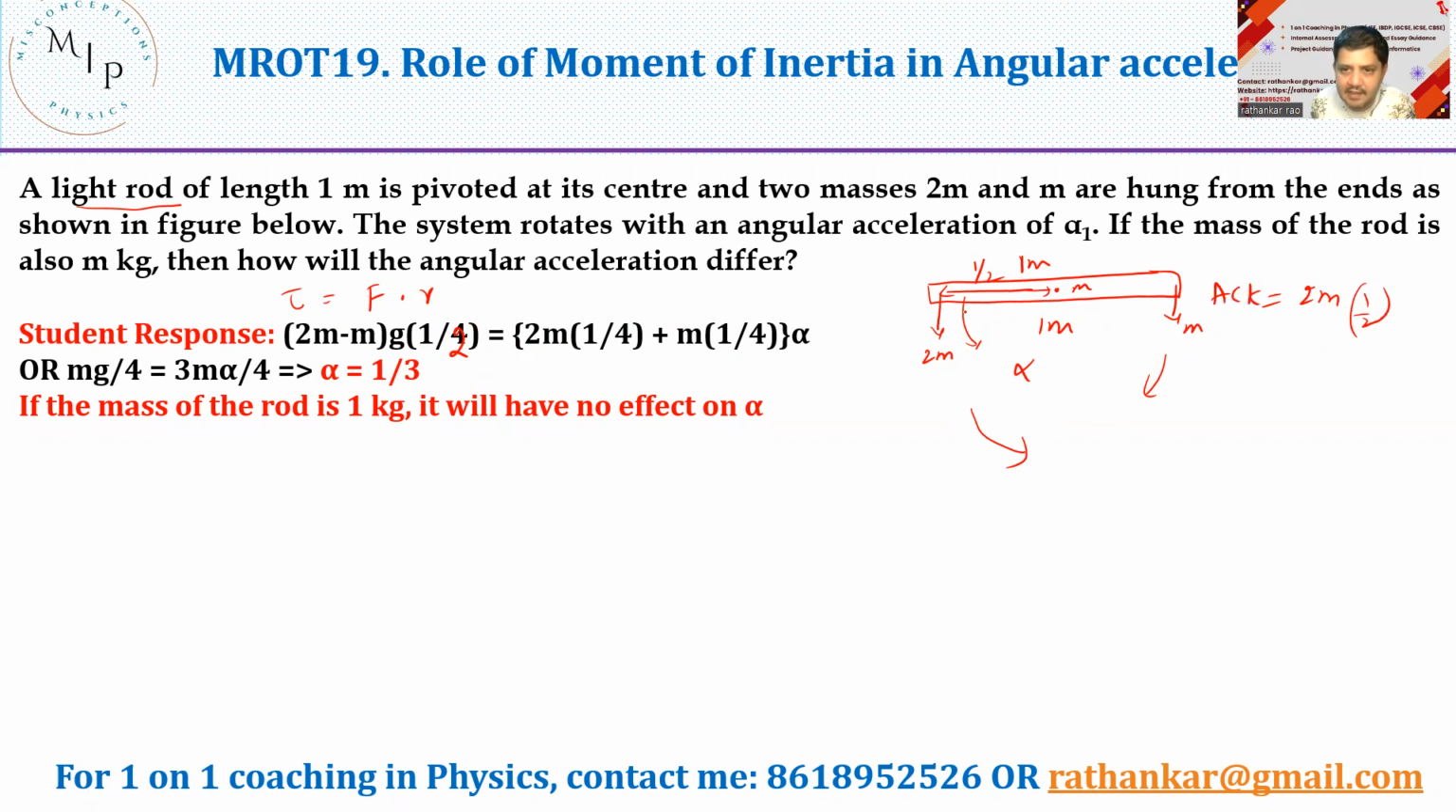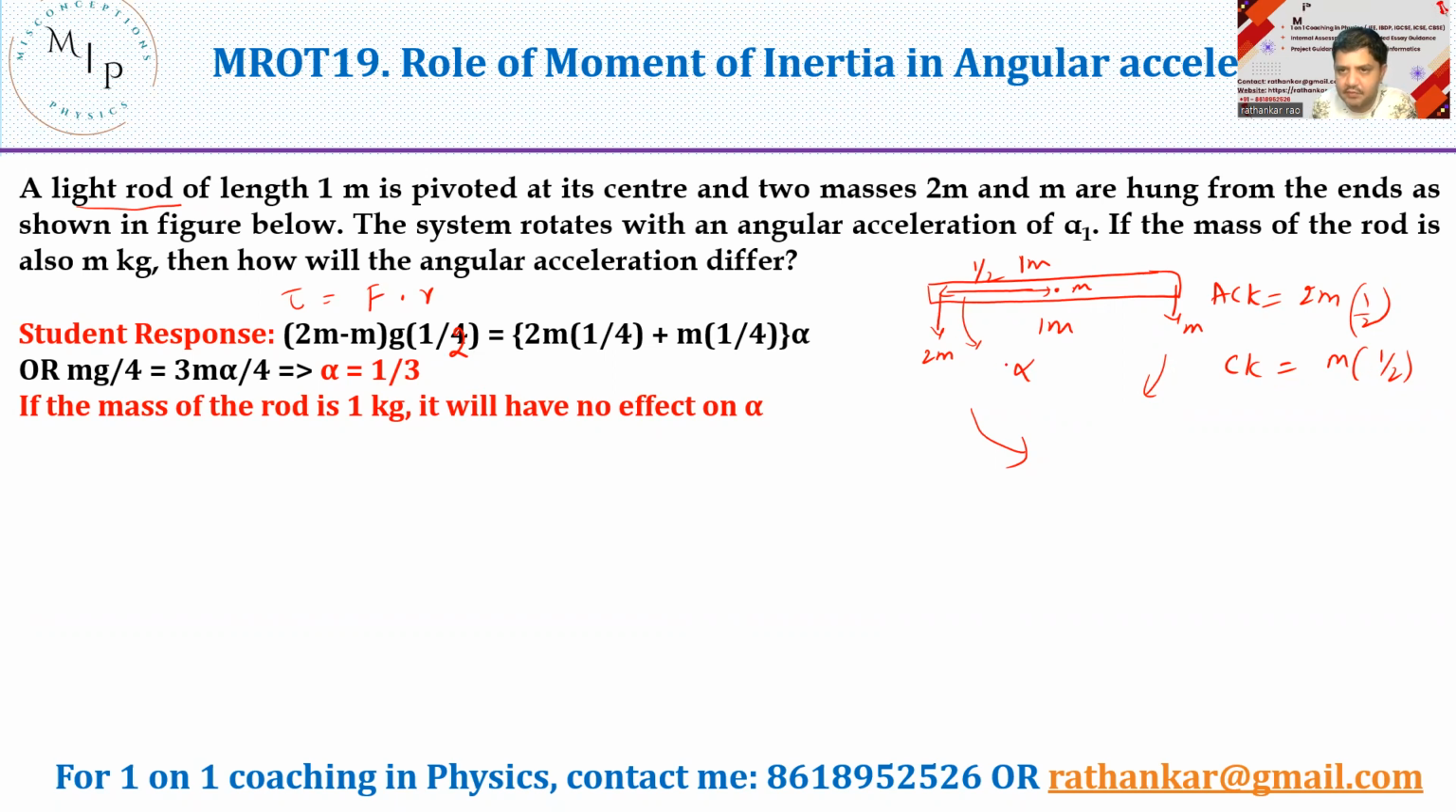Okay, anti-clockwise torque. And then if you write the clockwise torque, this should now be equal to m into half. Just give me a moment. Let me do it once again. Okay. So the anti-clockwise torque is 2m into half, and the clockwise torque is m into half.